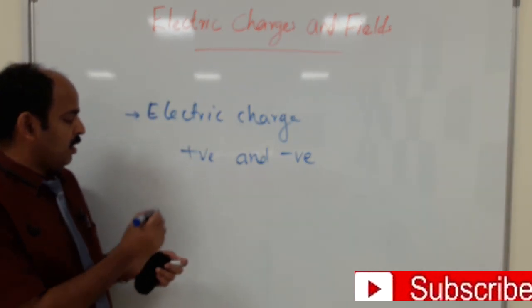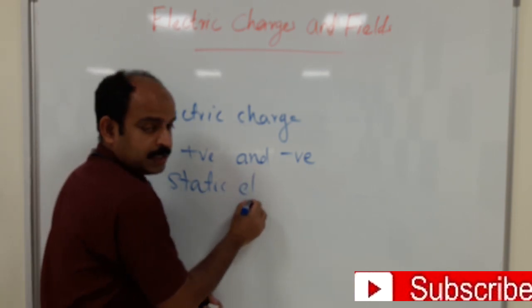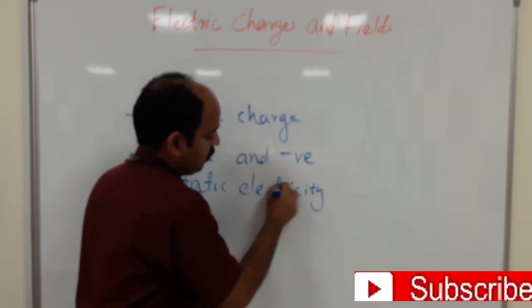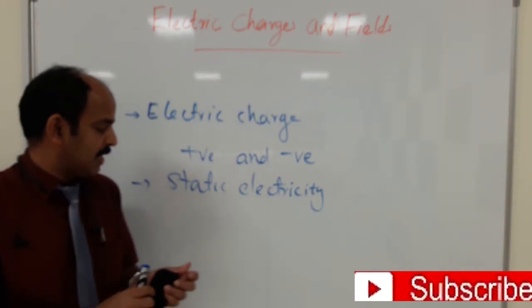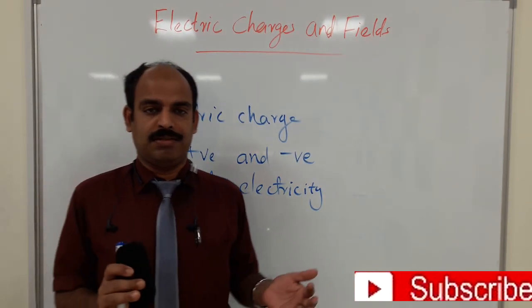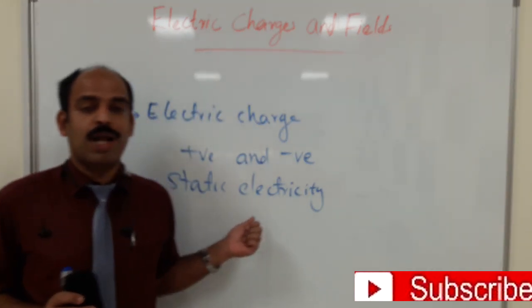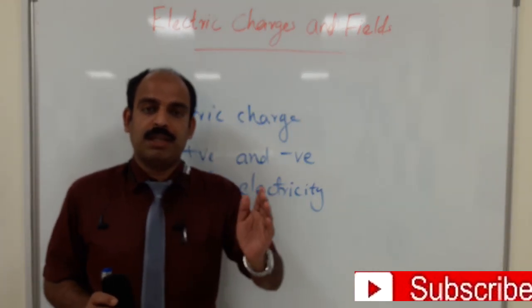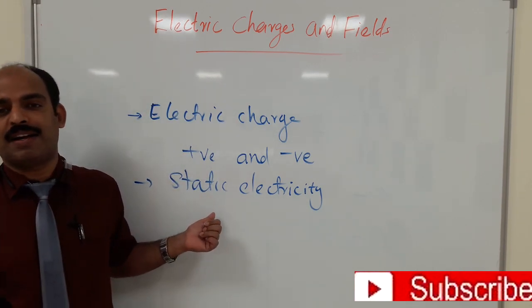The next one is static electricity. Have you heard about static electricity? When two different materials rub each other, charges are produced on them. This is known as static electricity, because the charge acquired on that object cannot be taken out. It is static. That is why it is called static electricity.